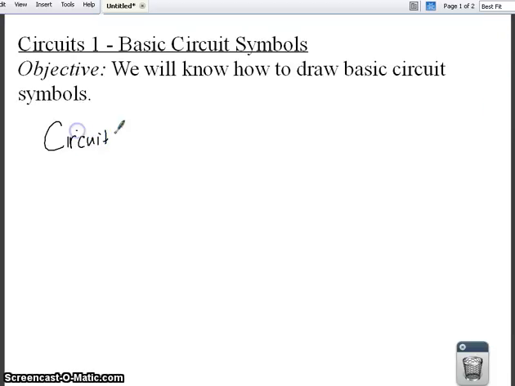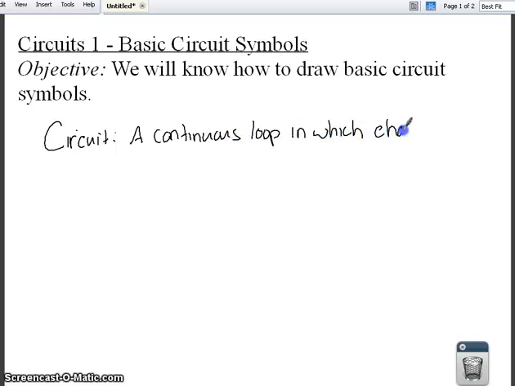And a circuit is a continuous loop in which charge can flow. Okay, so a continuous loop in which charge can flow. So let's think about a battery.